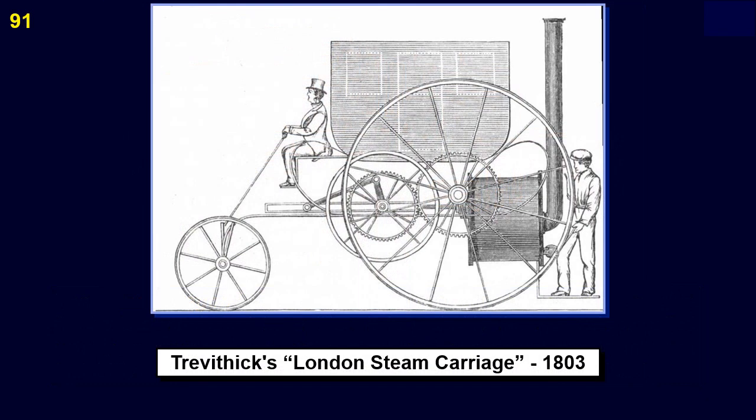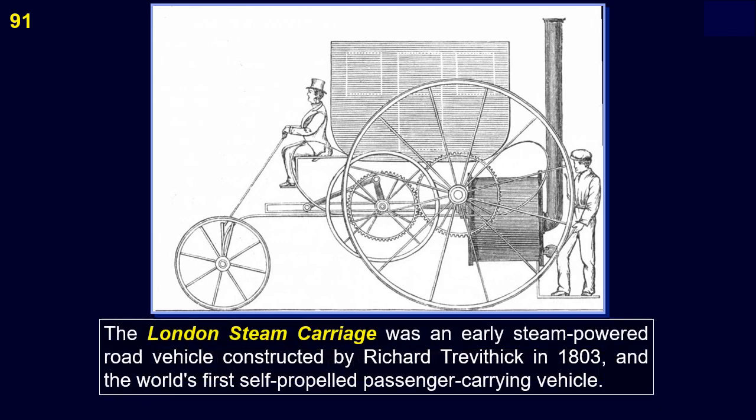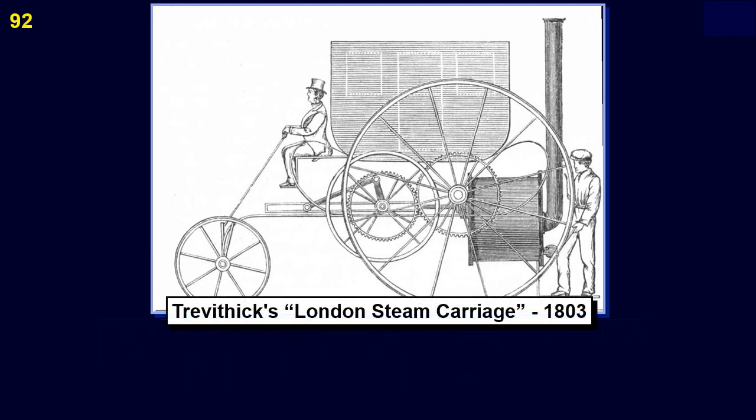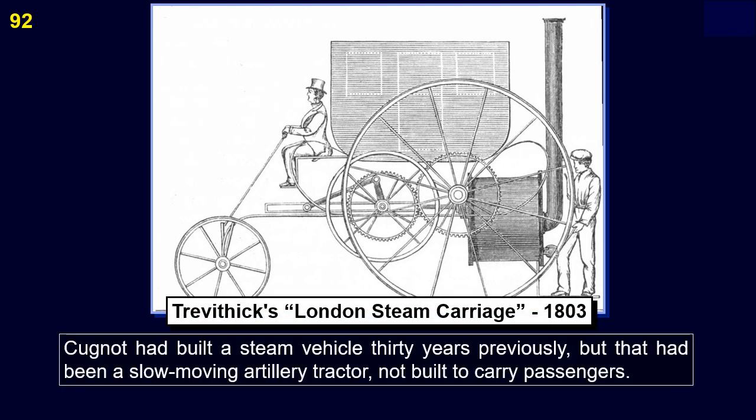The London steam carriage was an early steam-powered road vehicle constructed by Richard Trevithick in 1803, and the world's first self-propelled passenger-carrying vehicle. Cugnot had built a steam vehicle 30 years previously, but that had been a slow-moving artillery tractor, not built to carry passengers.